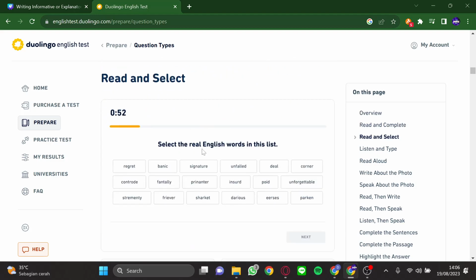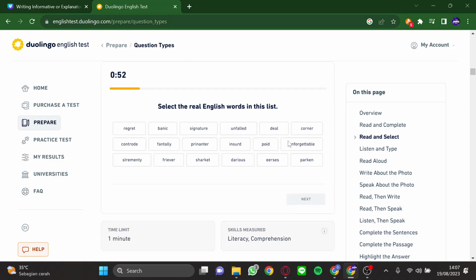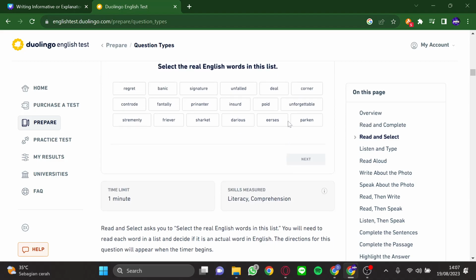Next is read and select. You select the real English words. For example, regret is a real English word, but Bionic is not. So you have to press on regret. You have to avoid panic, and then you have to press signature because it's a real English word. Unfold is not a real English word. Deal is, corner is. So you have to select the real English words, and you have to have a lot of literacy skills in order to actually answer these questions perfectly.